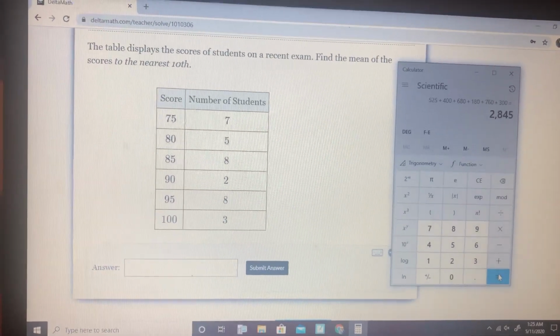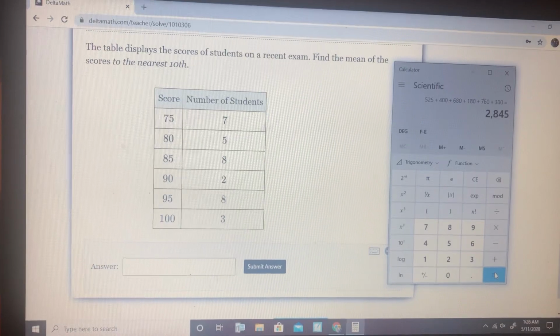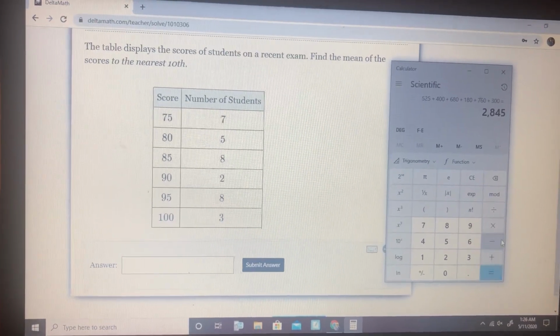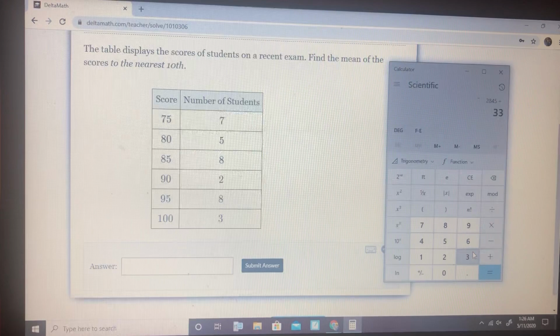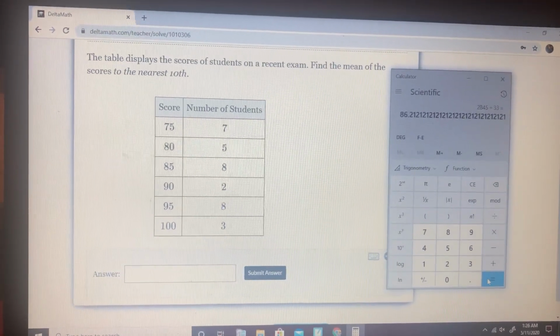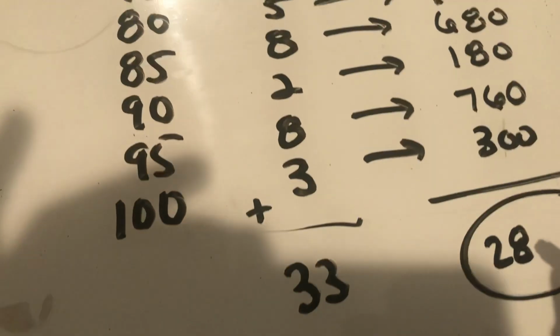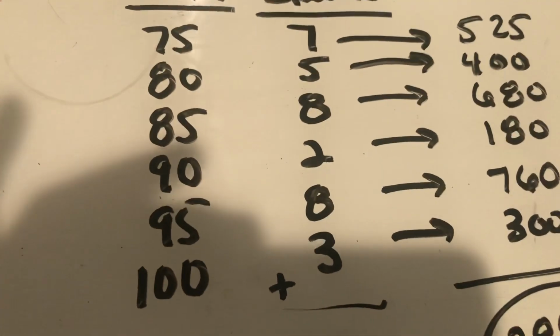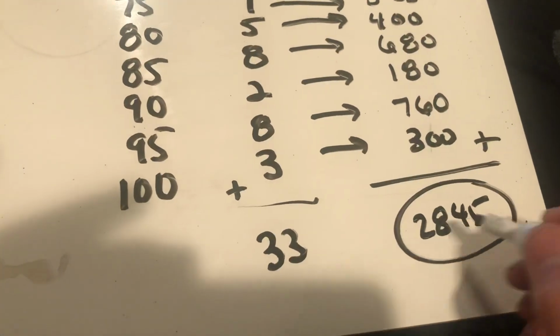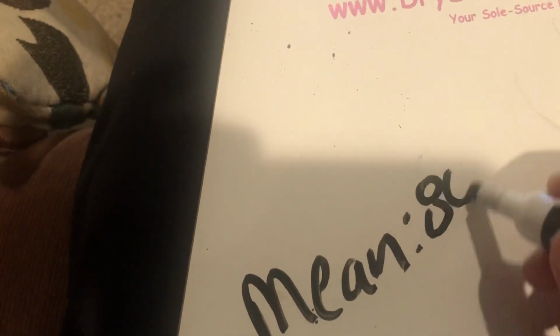So this number, 2,845, represents all of the students' scores added together. We'll divide by however many students there are, 33, and we get a number of 86.21 repeating. So again, this number was 2,845, and in order to get our mean, we took that number and divided it by 33, and we got our answer of 86.21 repeating. We have to round to the nearest tenth, so it's just going to be 86.2.